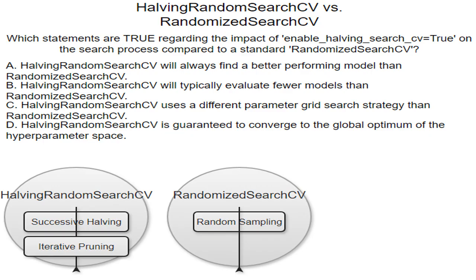This is the overarching comparison between two techniques to find the best hyperparameters for a model. It focuses on the relative advantages and differences between a method that strategically eliminates poor performers, halving random search CV, and one that randomly explores, randomized search CV. I wouldn't say that. While often better, it is not guaranteed that halving random search CV will always outperform randomized search CV. Both use randomness, therefore results can vary between different runs.